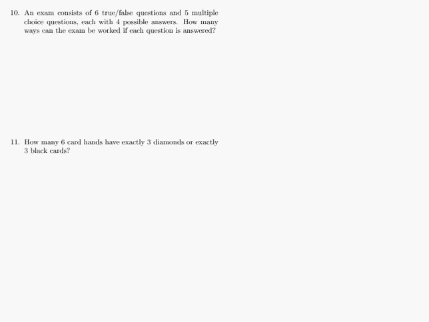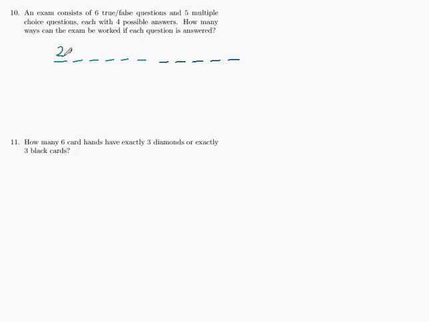An exam consists of 6 true-false questions and 5 multiple-choice questions. Each multiple-choice question has 4 possible answers. How many ways can the exam be worked if each question is answered? If we look at our 6 true-false questions, we'll put them in that color. Our multiple choice questions, there's 5 of them. And we start going with this.